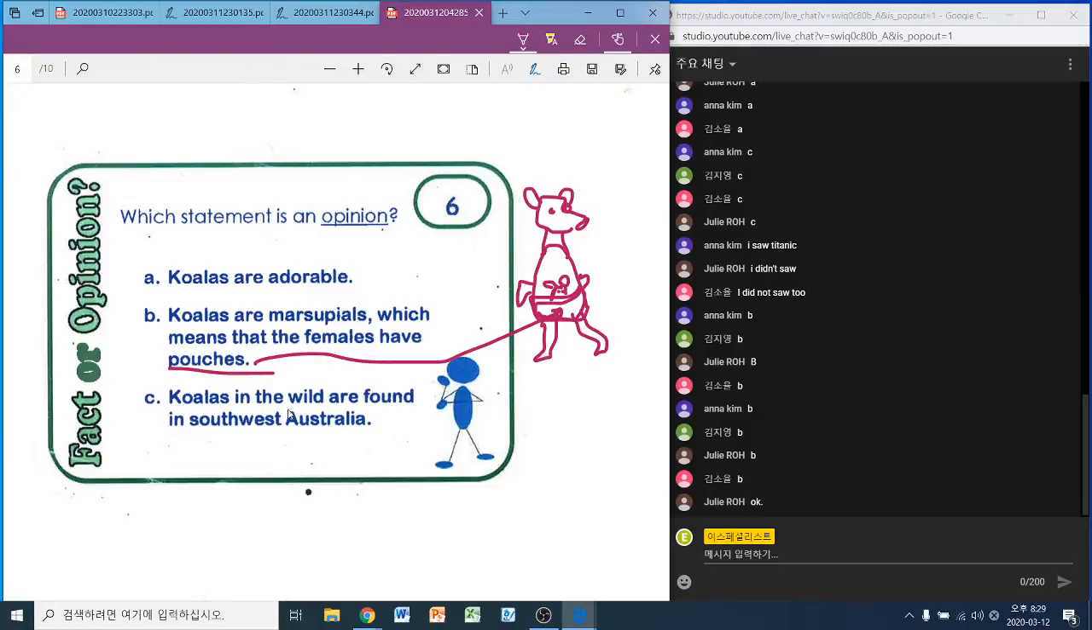C. Koalas in the wild are found in Southwest Australia. Okay. A, B, or C. Choose your answer, but don't send it yet. Ready? 3, 2, 1. Send your answer. Which is an opinion?